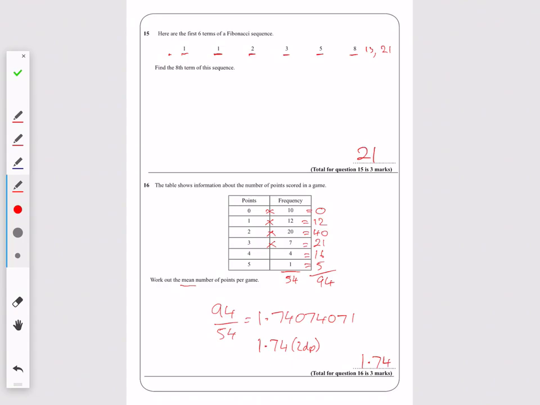Now, with this, always check that your answer is sensible. The minimum points they scored was 0, and the maximum points they scored was 5. So your answer should be somewhere between 0 and 5, and ours is, so that should be sensible.